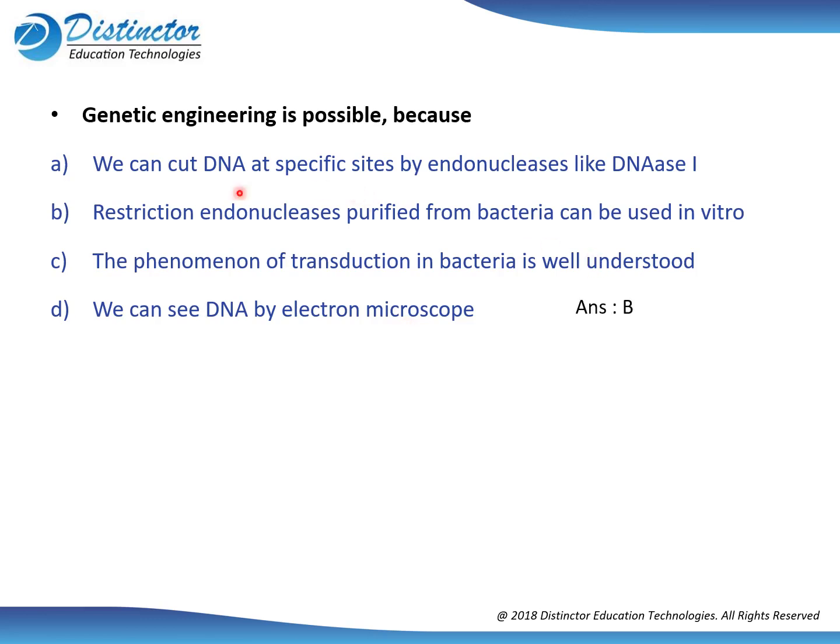The answer is B, because genetic engineering is possible because a restriction endonuclease, purified from a bacteria, can be used in vitro. So that is why we are able to introduce the antibiotic resistant gene into the plasmid. Restriction endonuclease is another name for a restriction enzyme. It can be taken from a bacteria, or introduced into the bacteria, purified from a bacteria and then used in an in vitro stage. So this is what makes genetic engineering possible.